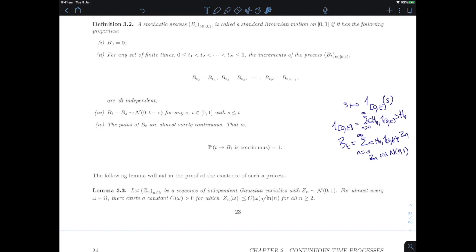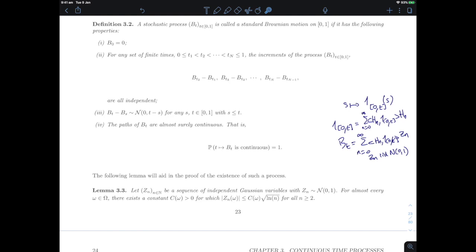Property 2 tells me that I'm asking for all of the increments of the Brownian to be independent, right? So I'm thinking about what are the variations of that process, and I want to keep things as simple as possible, so I'm not going to have any correlation between these different increments.